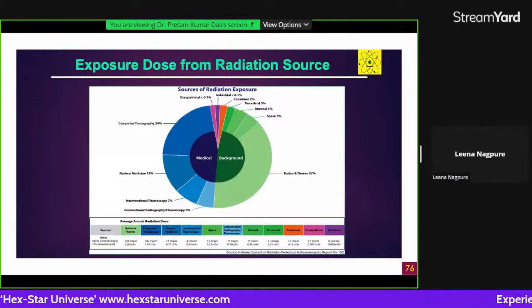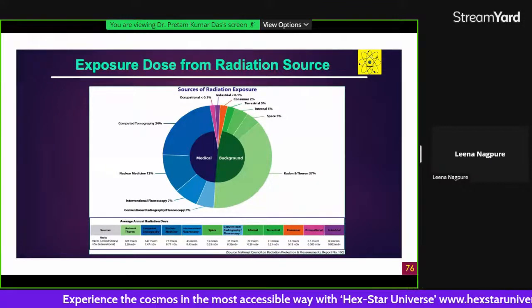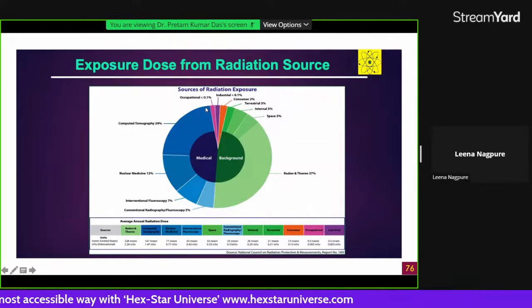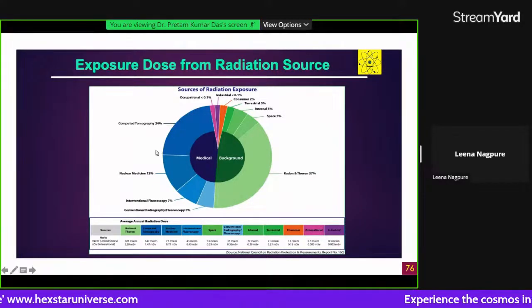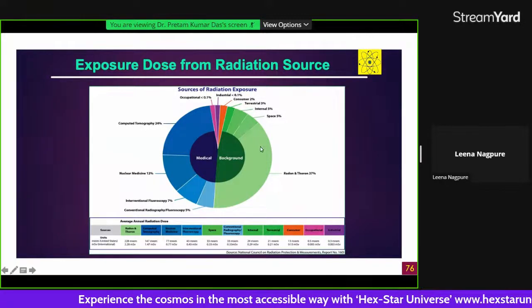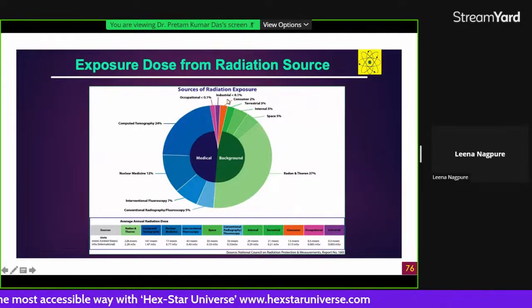The other thing is which source we are getting the radiation from. You can see that medical gives almost 50%, and just a few percent come from occupational, industry, and background.